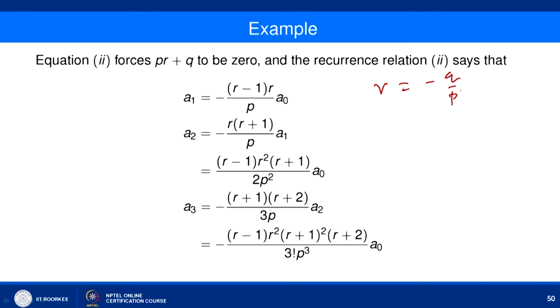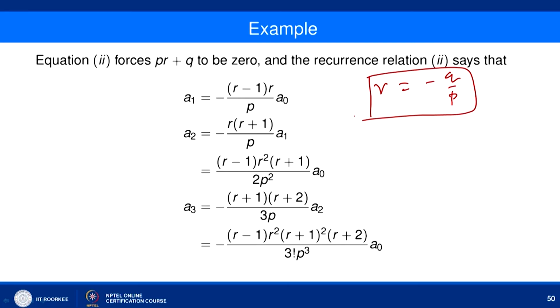Please look here: since it is an irregular singular point, only then can we say that we are getting only one root of the initial equation. In fact, the initial equation is not a quadratic equation, it is a simple linear equation. So one root we have obtained is r equal to minus q by p. Now, from this we try to calculate all the other coefficients.